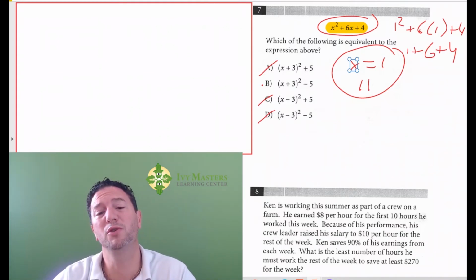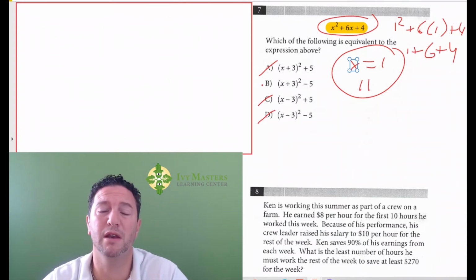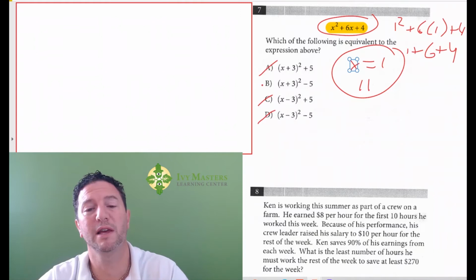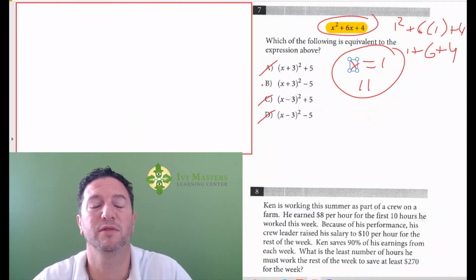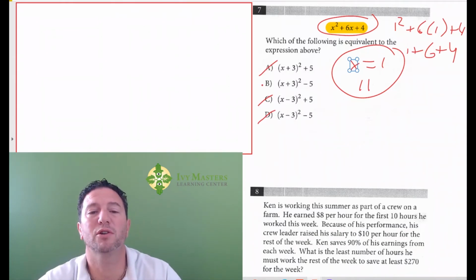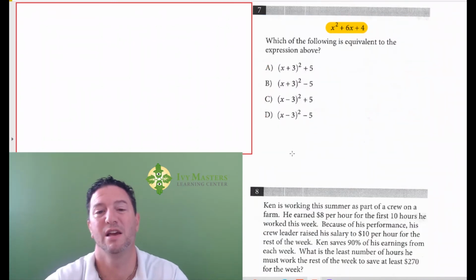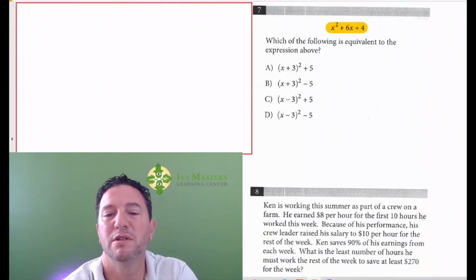So whenever you've got variables in the answer choices, you can pick a number, answer the question on your own like we just did, and then plug that same number into each answer choice and see what gives you the same answer. Here's the alternative method. This is how they would teach you to do it in class, which most students don't like.